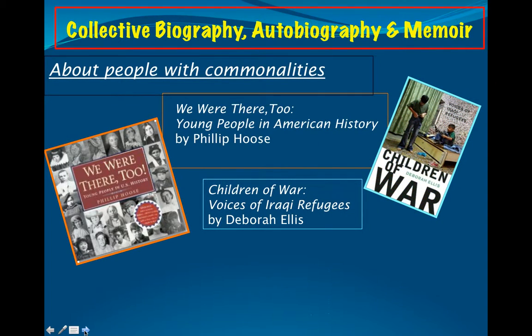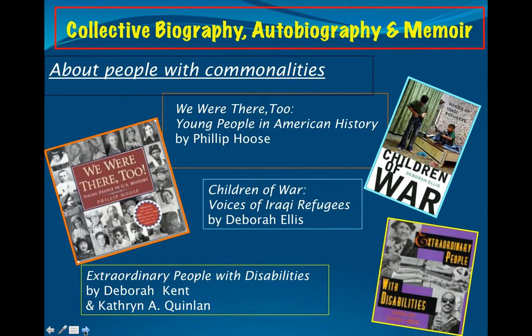So then we have collective biography and autobiography. I've never seen a collective memoir, but it could exist. We Were There, Too: Young People in U.S. History. So young people telling their own stories in the civil rights movement, so it's collective autobiography. Children of War: Voices of Iraqi Refugees is also collective autobiography, because they're collecting the stories of these individuals. Extraordinary People with Disabilities is a collective biography, because they're not writing it themselves, it's somebody who assembled this information.